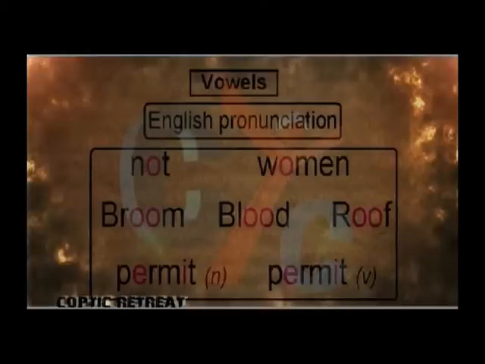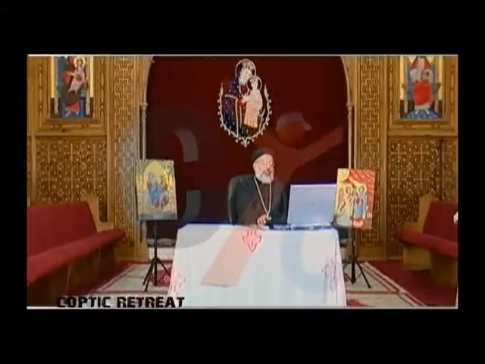If you have two O's next to each other, they are not pronounced the same in English words. Like this word is broom, and this one is blood. So these two O's, we don't say "bloom," we say blood. And broom, and here roof. So each one of these is pronounced differently. In Coptic, we don't have that. And that's why Coptic is easy to read, because it has a fixed rule of pronouncing the vowels.